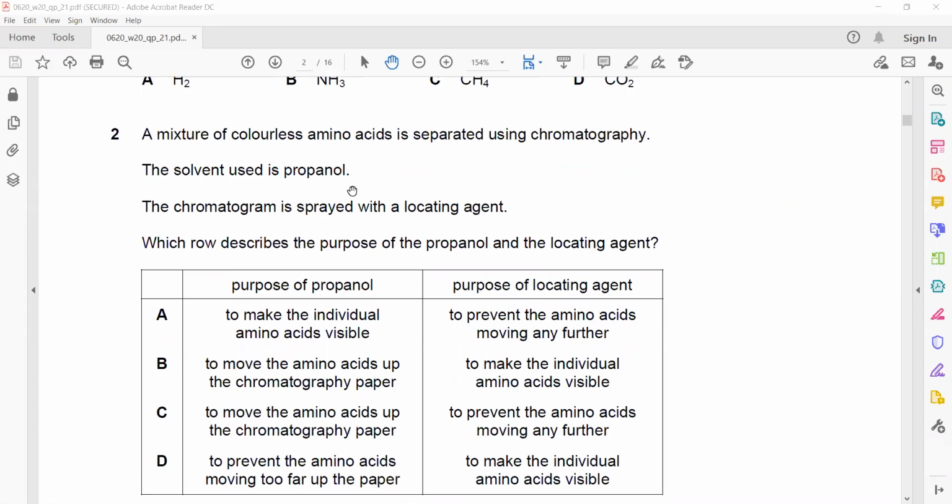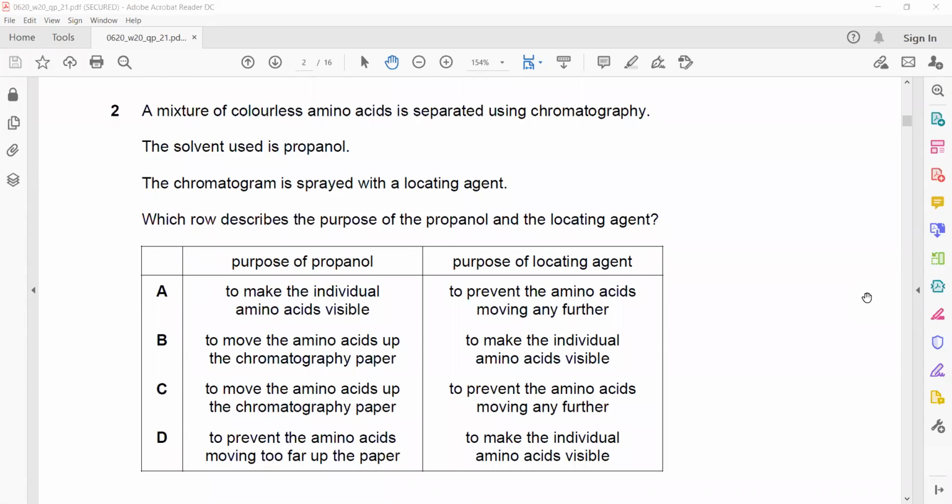The second question: the mixture of colorless amino acids is separated using chromatography. The solvent used is propanol. The chromatogram is sprayed with a locating agent. What is the purpose of propanol and what is the purpose of the locating agent? Question 2.